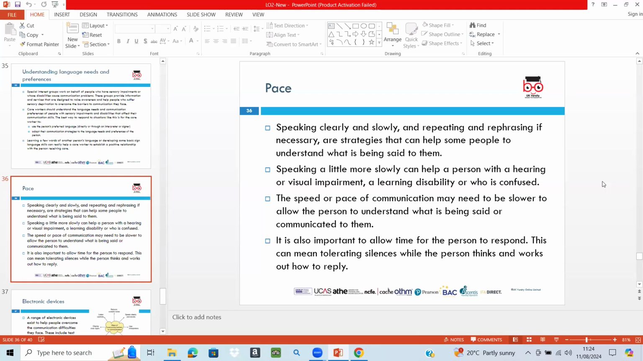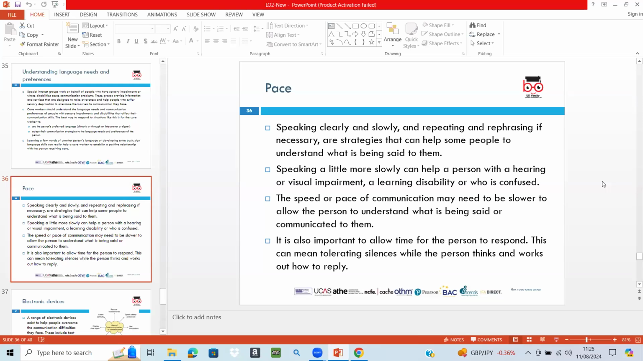Then we have repeating and rephrasing. Right. So if a service user seems confused, it's helpful to repeat or rephrase the information. As an example, if a service user does not understand a medical term, we need to try explaining it in simpler language or using a different analogy that might resonate better with them.